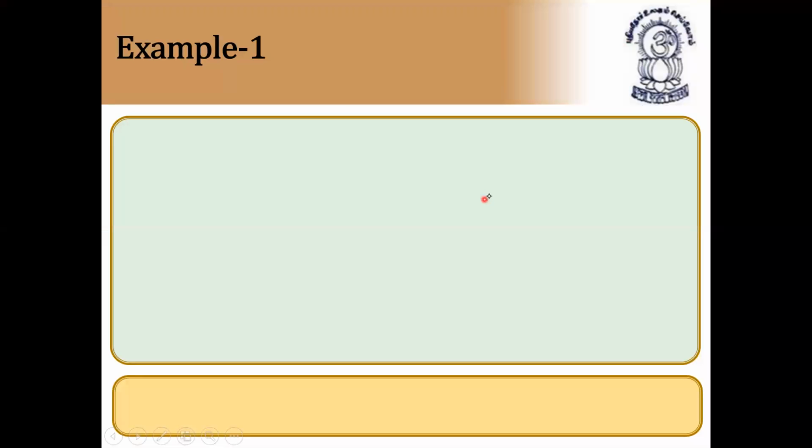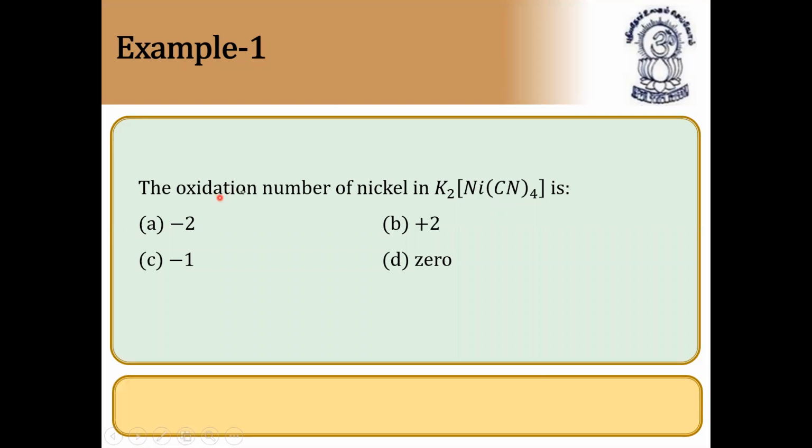Question number 1. The oxidation number of nickel in K2[Ni(CN)4] is. So how to find out this? We already know potassium is +1 in all its oxidation states. The one which we are going to find, we'll keep it as X. So we'll take 1 into 2, that is 2 plus X, and cyanide is a radical, it has -1 charge. So plus -1 into 4.